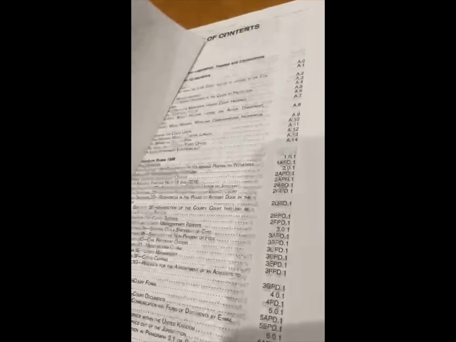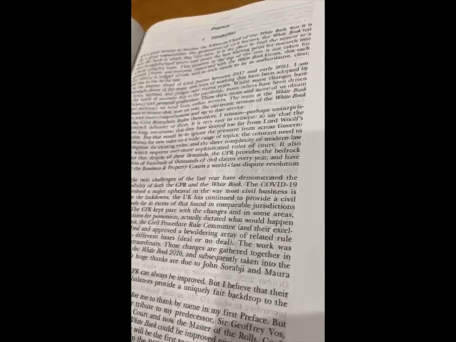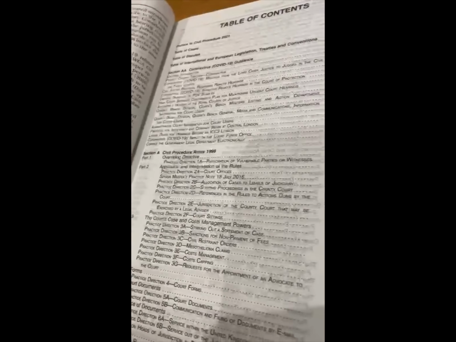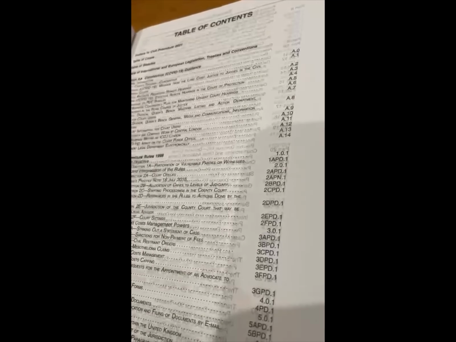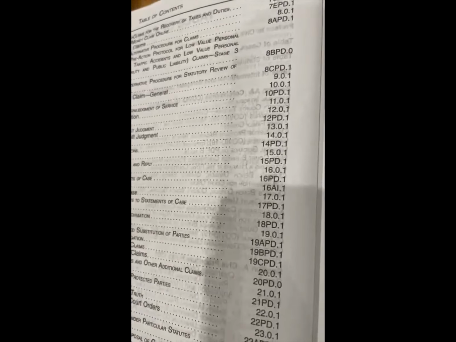We can see that the White Book is big and it can be daunting at first, especially if you don't know the most effective way to navigate it. Another thing to note is that, like many other resources and books alike, there is a contents page. So to find the relevant rule you are looking for, a good place to start is the contents page. For example, we can see that default judgment is part 12 of the CPR. If we then go to part 12 in the book, we can find all the relevant rules on default judgment.